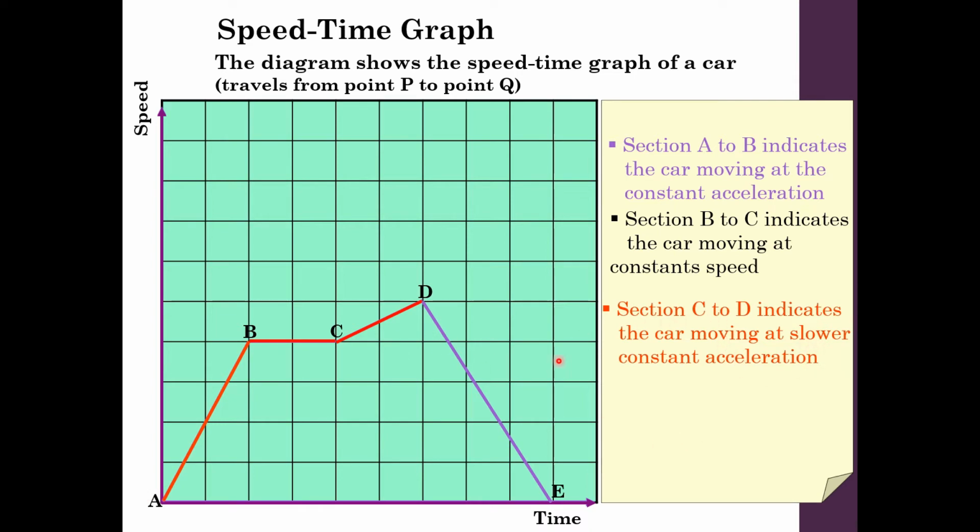And the last one is from D to E, from a high value of speed going down to 0 speed. Here the speed is 0. So that means it is a deceleration. From D to E indicates that the car is decelerating. Nah, pecut daripada laju menjadi perlahan. Okay, so this is how we describe a speed-time graph motion.